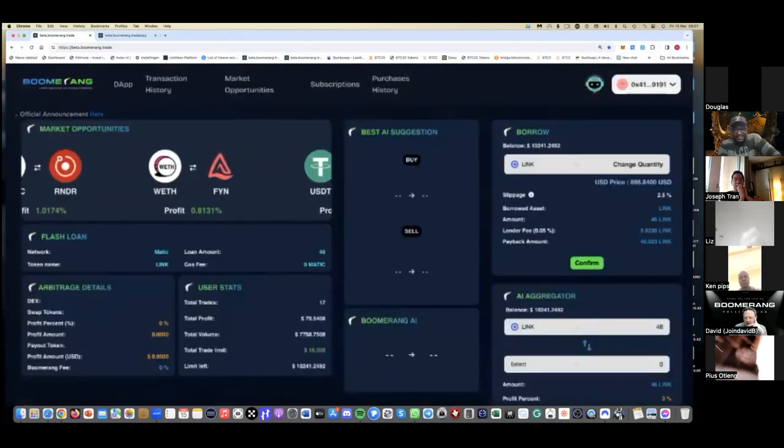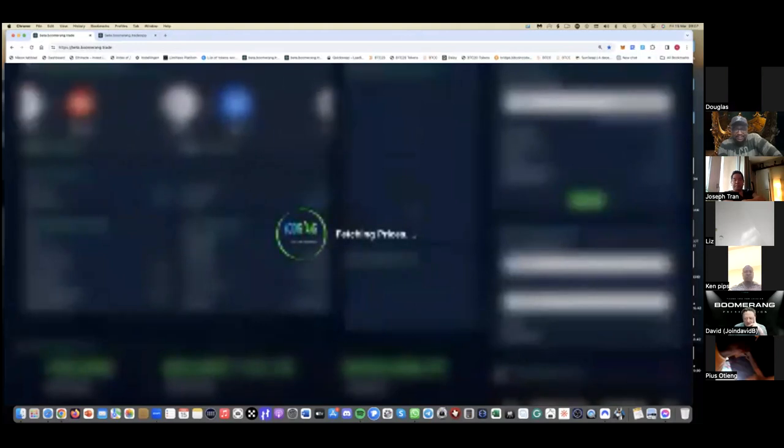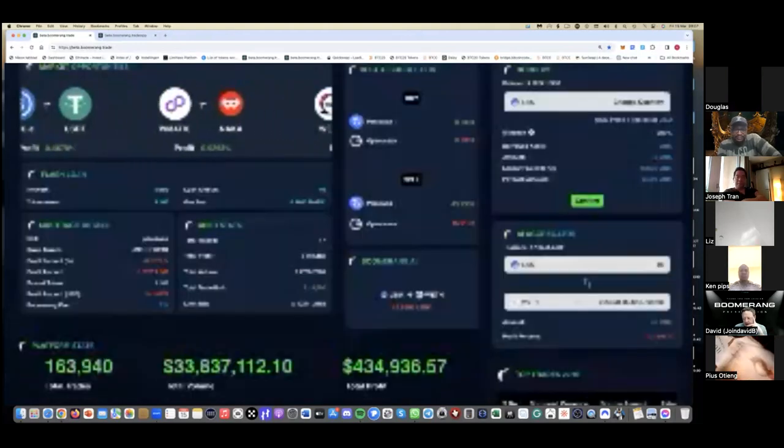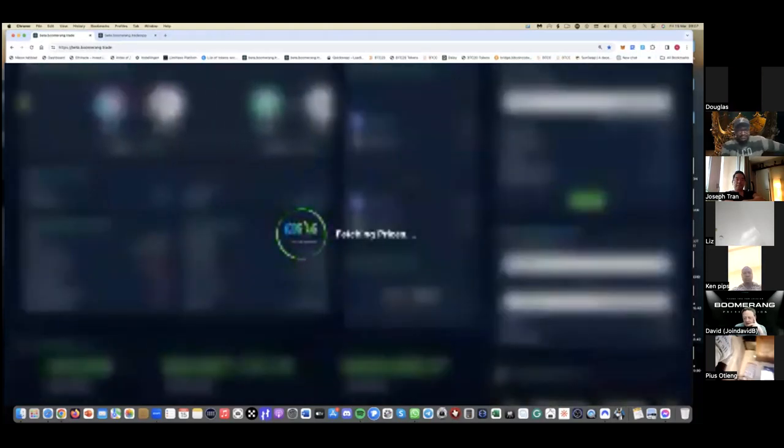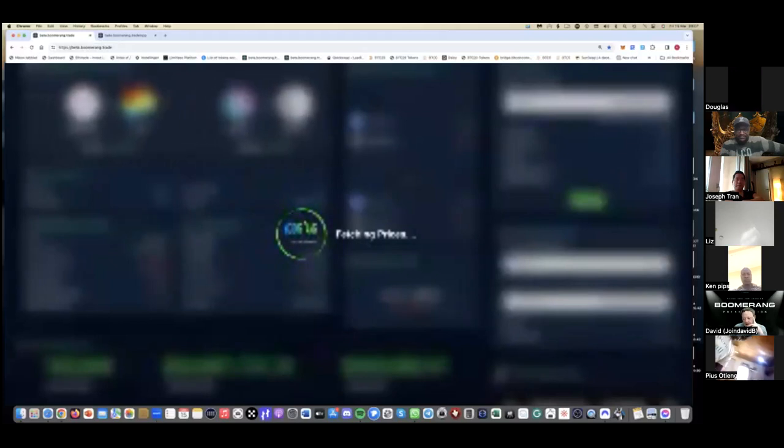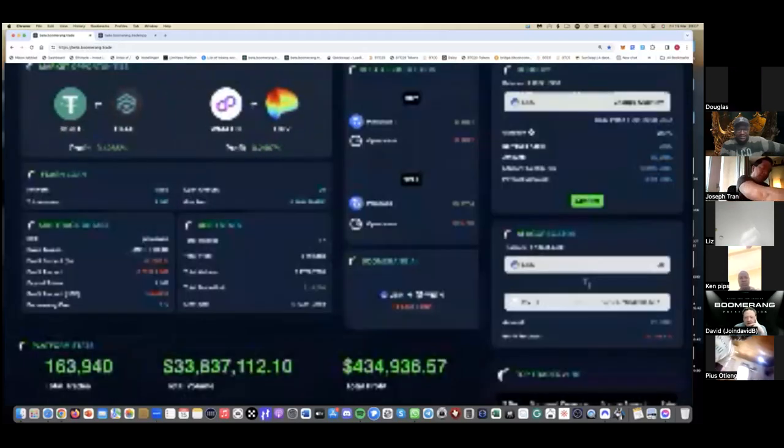46 link, and I will explain later how this works. And then with wrapped Ethereum, it is a little bit less. So let me change it to 20 link. Let me see if there's some profit. No, I think it's gone.